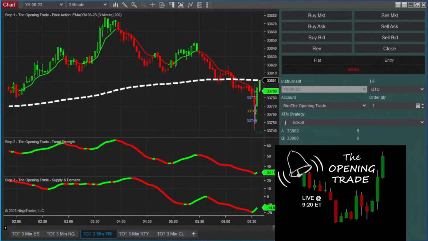Okay, so the indicator for the Dow did not fire off, which is totally fine. It's very close to the 200 period EMA, so that is not too surprising.